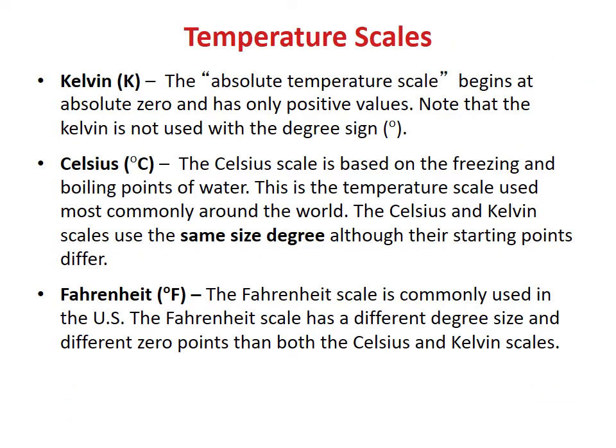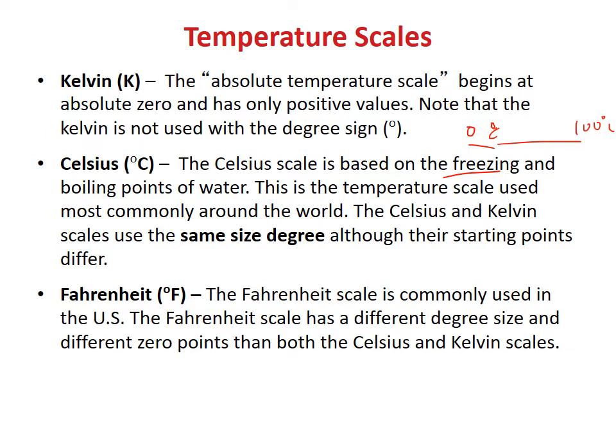We are all familiar with temperature. Temperature has different scales: Kelvin, Celsius, and Fahrenheit. Kelvin is the absolute temperature scale, which begins at absolute 0 and has only positive values. Celsius is based on the freezing point and the boiling point of water. The freezing point is 0 Celsius. When water freezes, the temperature is 0. When water boils, the temperature is 100. In between, you divide by 100 to get each degree Celsius.